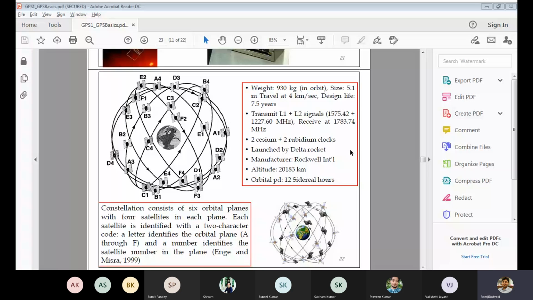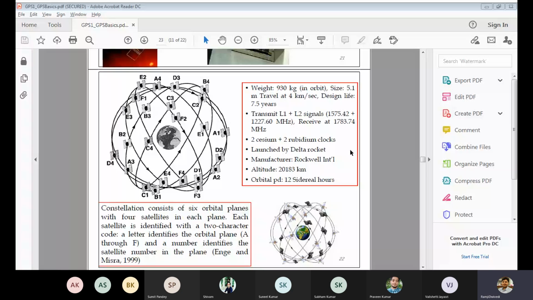Without going into the details of each one, let's say that PPS users have access to encrypted P(Y) codes on L1 and L2 carriers, while SPS users can only observe the public C/A code on L1.